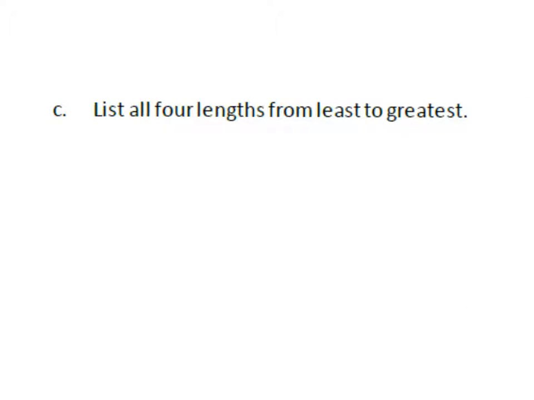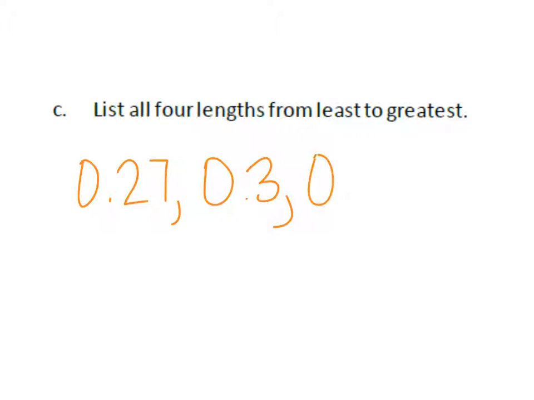Look at letter C. It says to write the 4 lengths from least to greatest. We need to start with the shortest picture. So that would be 27 hundredths. Then we would have 3/10. Then we would have 35 hundredths. And finally, 4/10.